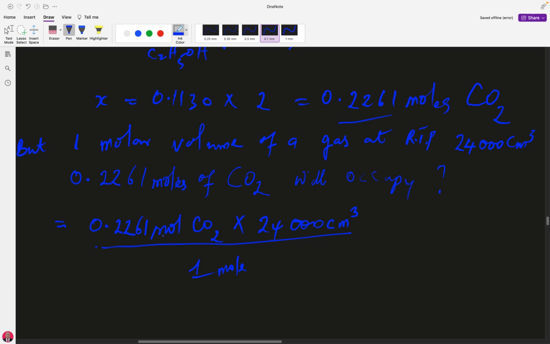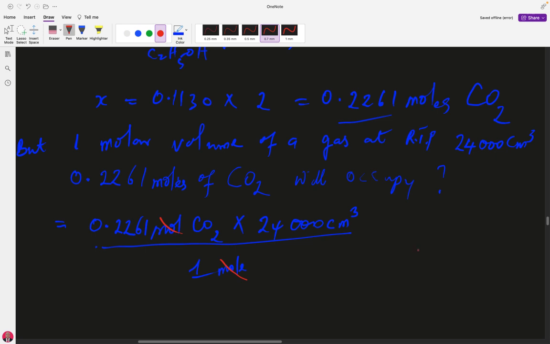So it will be 0.2261 moles of carbon dioxide that was produced times the molar volume, which is 24,000 cubic centimeters, divided by the 1 mole. Now, in cancelling out, the number of moles here will cancel this number of moles here. We are now looking for the volume that is left.